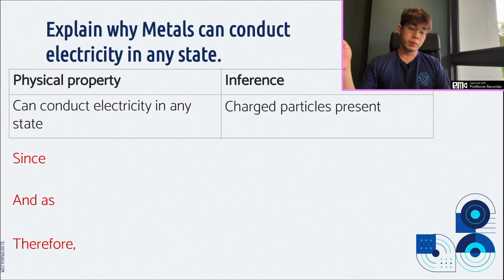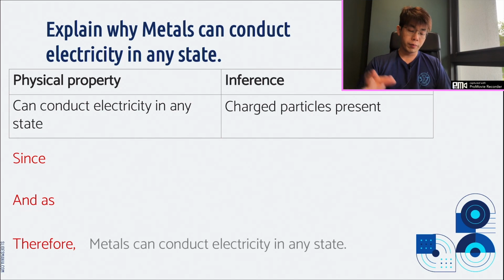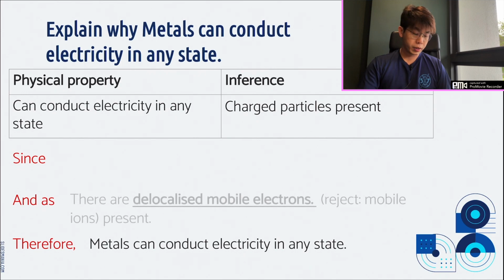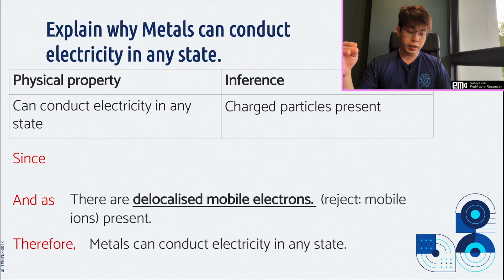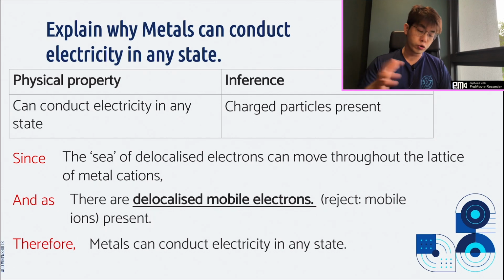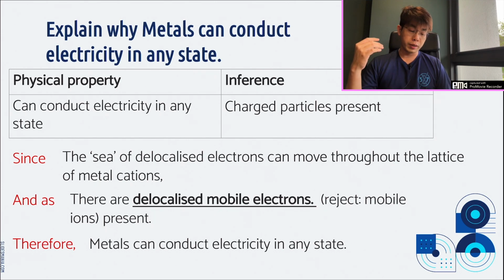Now let's learn how to explain why metals can conduct electricity in any state. Metals can conduct electricity because there are mobile delocalized electrons, something similar to graphite. Where do these delocalized mobile electrons come from? The sea of delocalized electrons can move throughout the lattice of metal cations, and as there are delocalized mobile electrons, therefore metals can conduct electricity in any state.